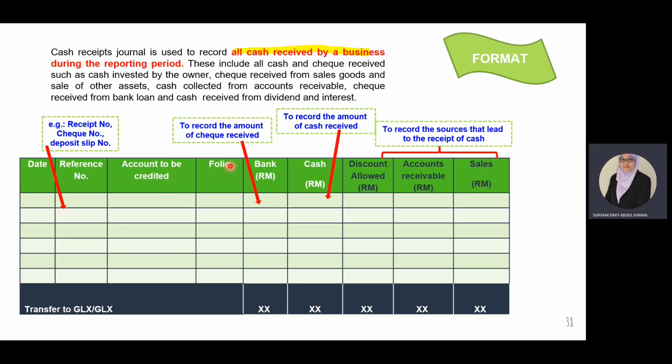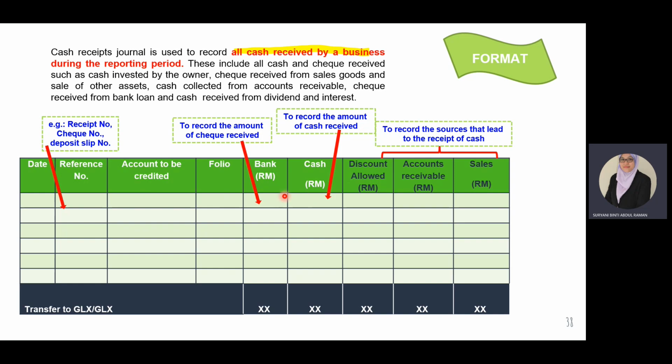Next is to record the folio. Okay, what is folio? Again, folio is the reference number showing where the transaction has been posted. I mean the reference number of the ledger used in posting the transaction. Okay, and we have bank and cash columns here. So bank is to record the amount received in terms of cheque. But if the money you receive is in terms of cash, then you record it in the cash column.